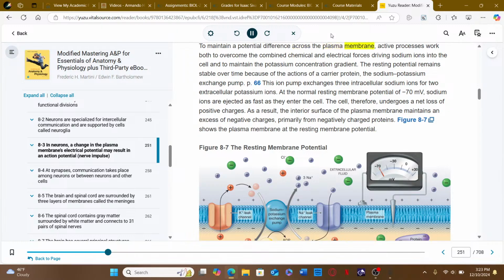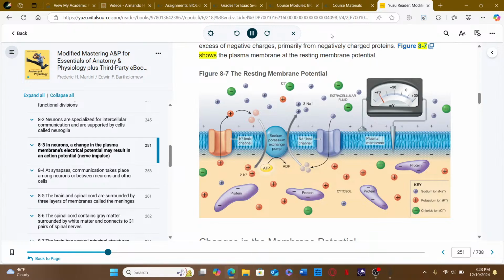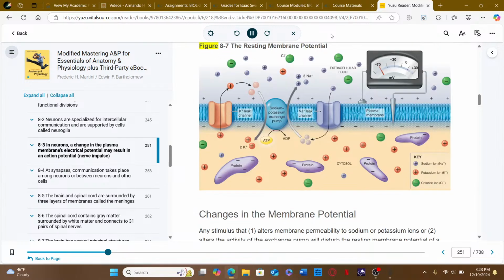To maintain a potential difference across the plasma membrane, active processes work both to overcome the combined chemical and electrical forces driving sodium ions into the cell and to maintain the potassium concentration gradient. The resting potential remains stable over time because of the actions of a carrier protein, the sodium-potassium exchange pump. This ion pump exchanges 3 intracellular sodium ions for 2 extracellular potassium ions. At the normal resting membrane potential of -70 mV, sodium ions are ejected as fast as they enter the cell. The cell, therefore, undergoes a net loss of positive charges. As a result, the interior surface of the plasma membrane maintains an excess of negative charges, primarily from negatively charged proteins. Figure 8-7 shows the plasma membrane at the resting membrane potential.